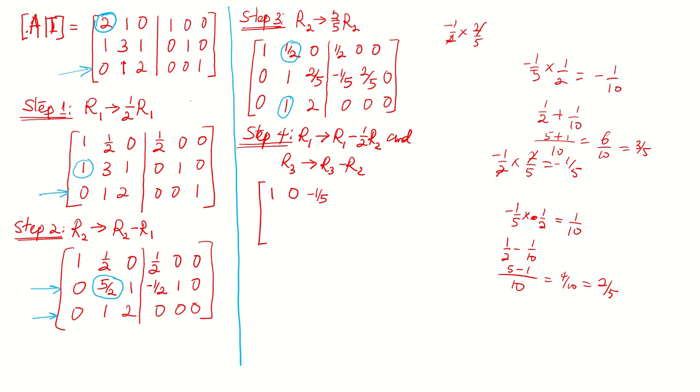Let me write this clearly. 3 over 5. Then we move on to the next element, 2 over 5. So I'm going to multiply 2 over 5 by 1 over 2. Let's clear this rough space off.